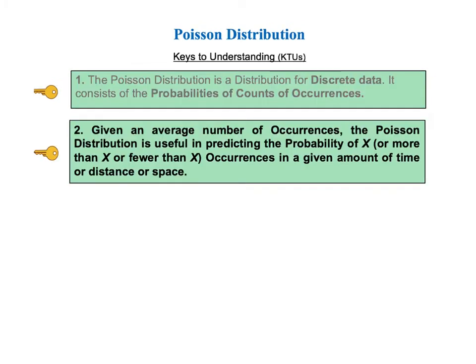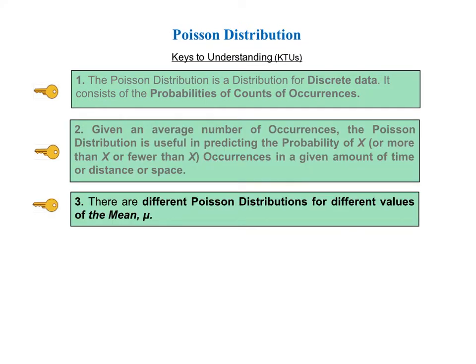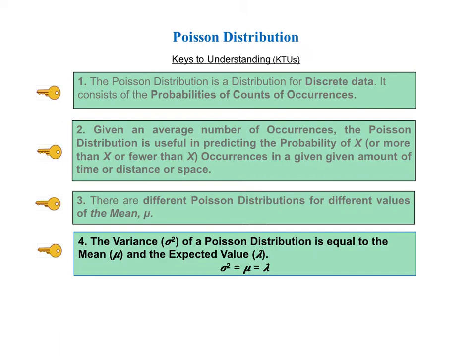The second KTU says, given an average number of occurrences, the Poisson distribution is useful in predicting the probability of X, or more than X, or fewer than X, occurrences in a given amount of time, or distance, or space. Key to understanding number 3 says, there are different Poisson distributions for different values of the mean, mu. The fourth key says that the variance, which is sigma squared, of a Poisson distribution is equal to the mean, mu, and the expected value, lambda.